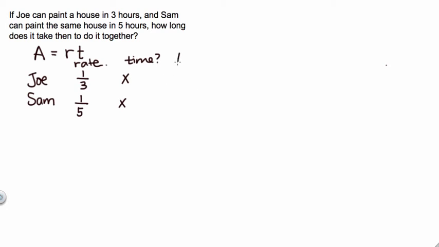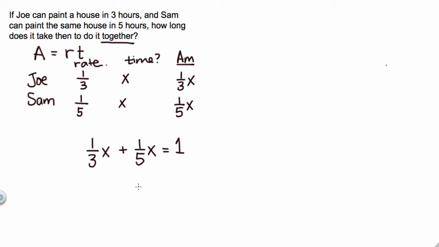So overall, the amount of work done will be 1/3 x for Joe and then 1/5 x for Sam. The question was asking how long will it take when they work together. So what we're going to do is the amount of work that Joe does plus the amount of work that Sam does should be equal to 1 full house. So this is how you would set up the equation. And now we have fractional addition.